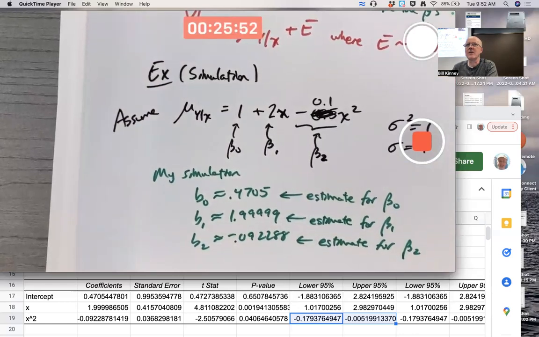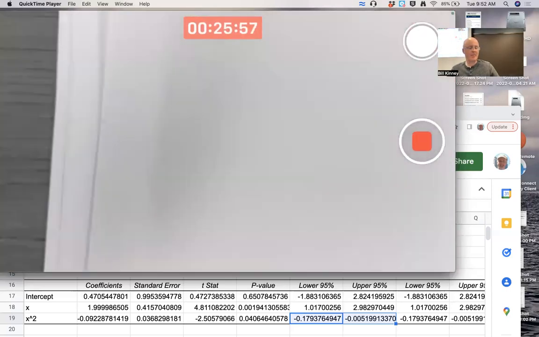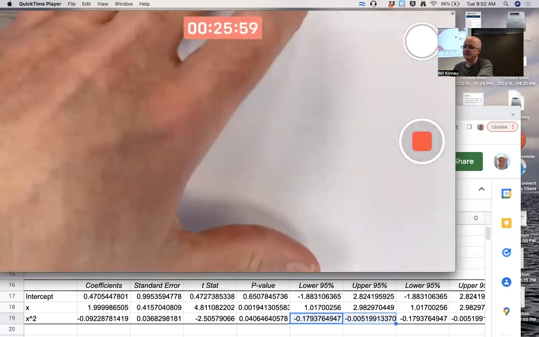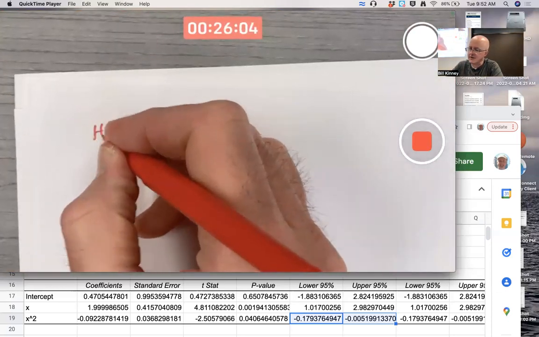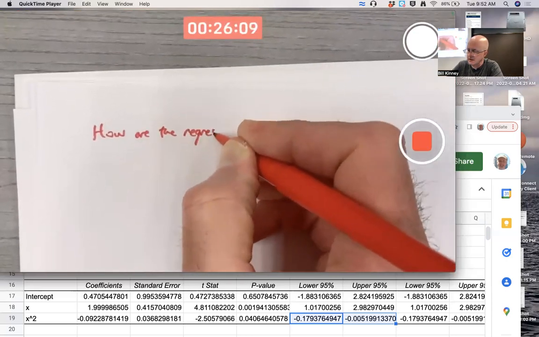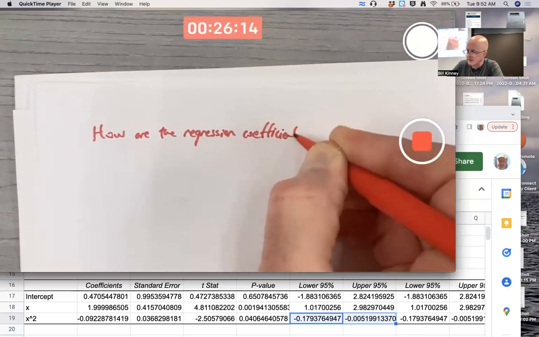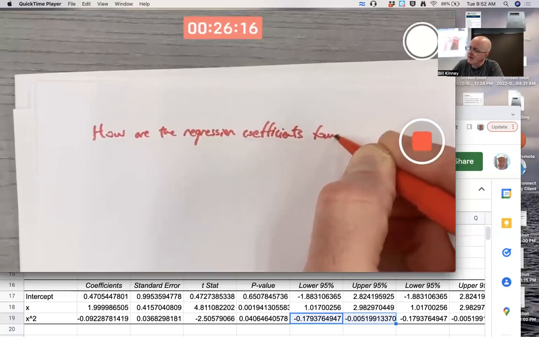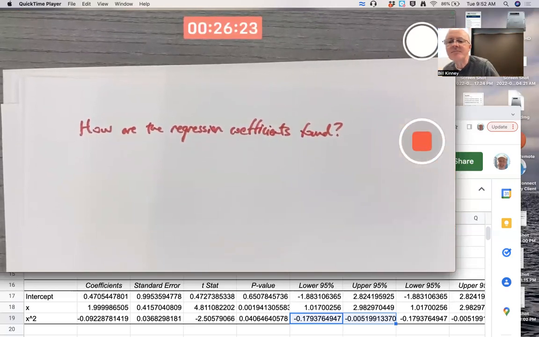Just like with simple linear regression, let's do it with a bit of calculus. How are the regression coefficients found? Which reminds me, I still haven't explained where the word regression comes from. It's a historical thing. Not going to today.